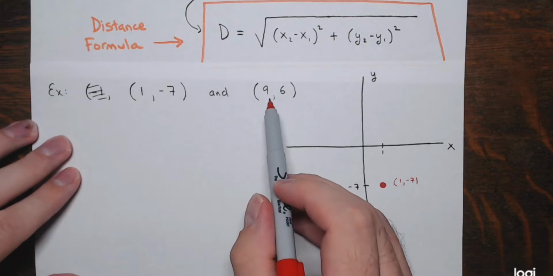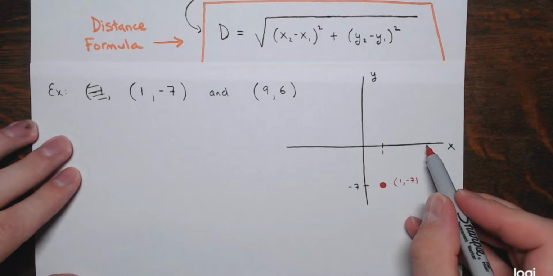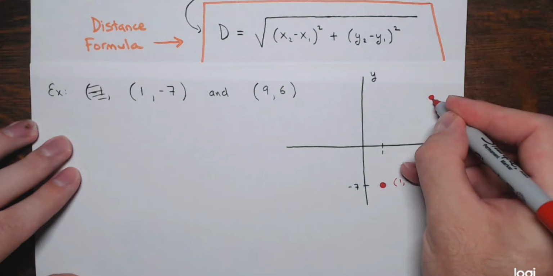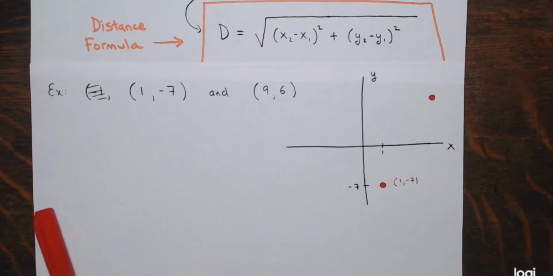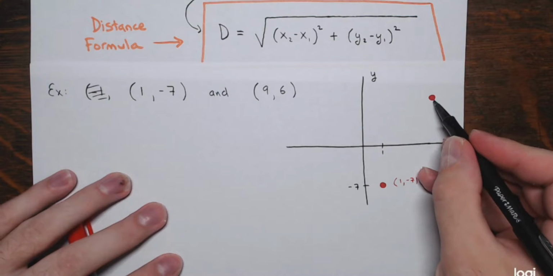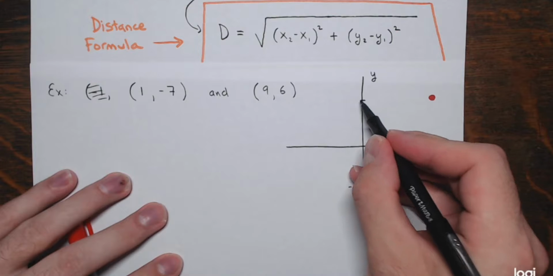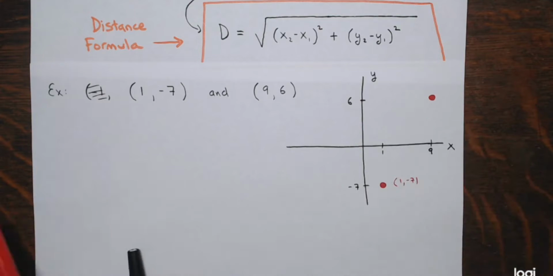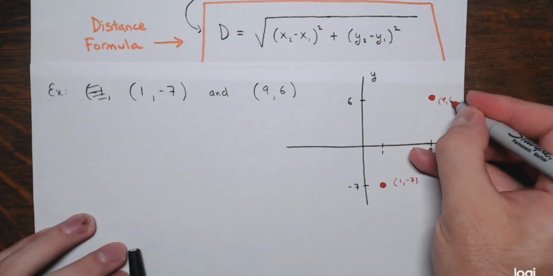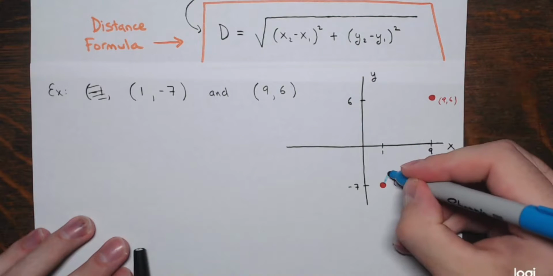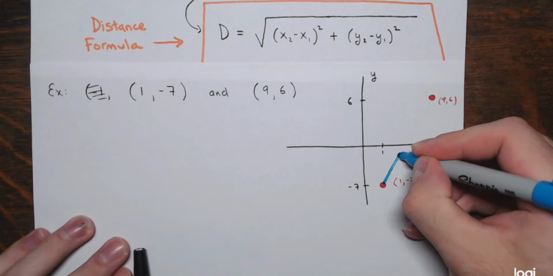The other point is (9, 6), so 9, 6, that'd be in quadrant 1, somewhere up here, let's say. Again, just make sure you're labeling properly. There's the ordered pair: it's in line with 9 on the x-axis and in line with 6 on the y-axis. I'll also label it (9, 6). And we want the distance between them, the length of this segment right here.